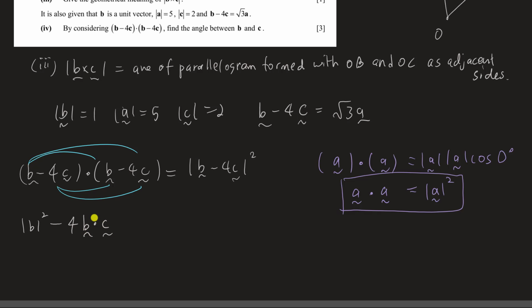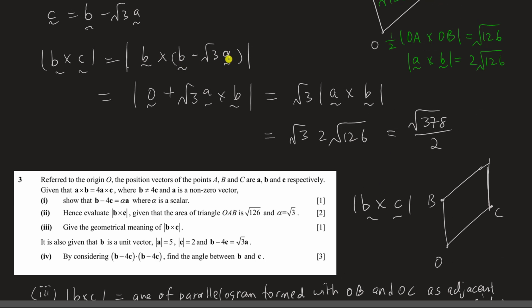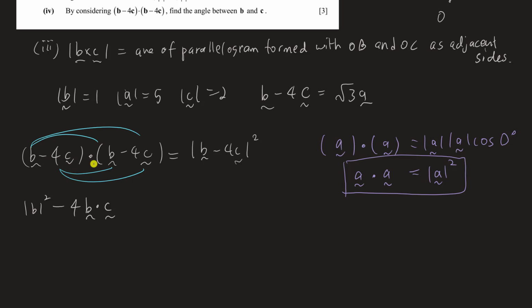In dot product, the order doesn't matter. It's not like cross product, where B cross A is negative A cross B. So with dot product, you can just write it as B dot C or C dot B, it doesn't make a difference. So the next one, negative 4C dot B, we'll get negative 4 B dot C again. Finally, we'll get 16 mod C whole thing square.